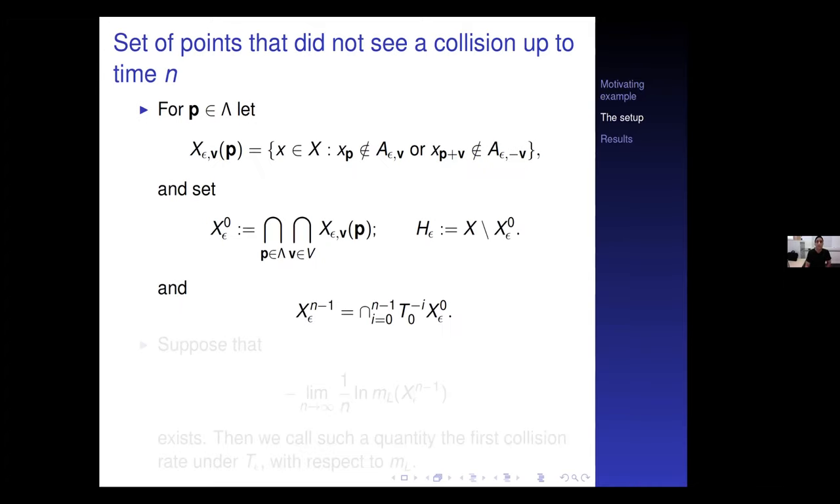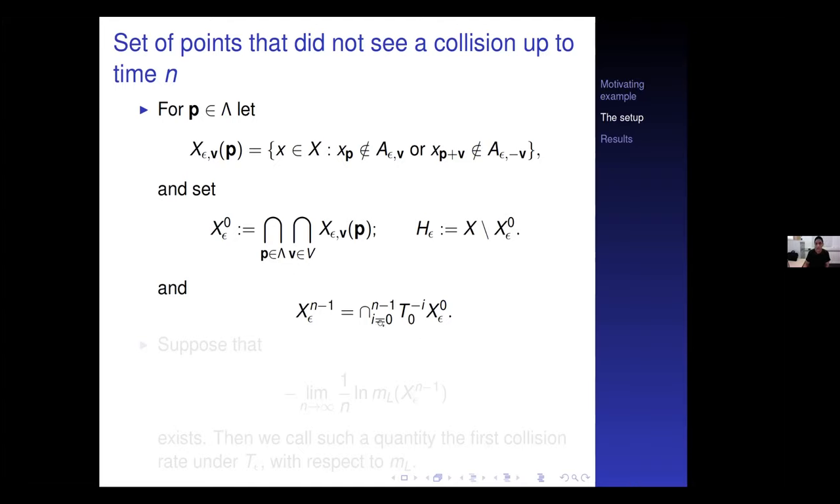Good. So what do we want to do now? We want to define these sets of points that do not see a collision up to time n. So I start with a site P in my lattice, and this will be denoted by X sub epsilon, d of P. This is the set of points that at site P do not see a collision with the neighbor in the direction v. And if I take the intersection over all points in my lattice and over all directions, then I get the set of points that do not see a collision at time one.